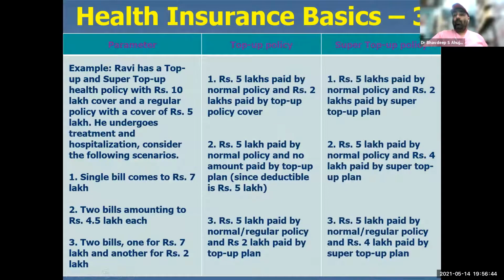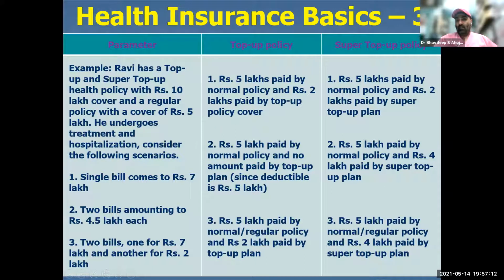So let me give you a few scenarios to understand this a little better. Ravi has a top up and super top up of rupees 10 lakh cover and a regular policy with a cover of 5 lakh. He undergoes hospitalization. Consider the scenarios. In the first situation, a single bill comes to 7 lakhs. Remember, the policy is 5 lakhs, and the top up and super top up is 10 lakhs.